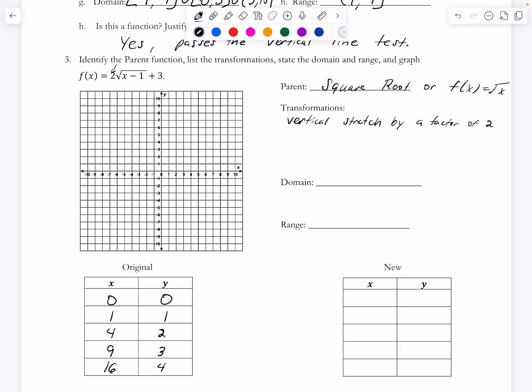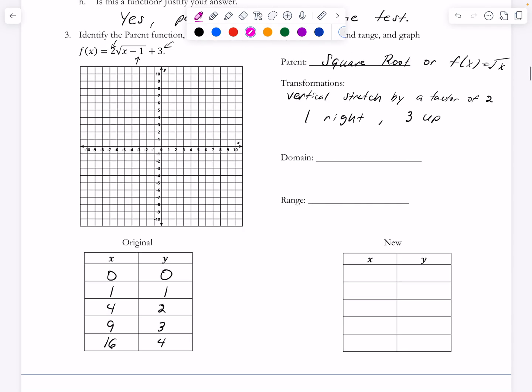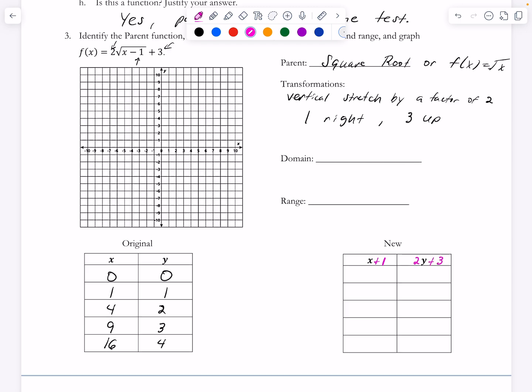I have this -1 inside, which is really going to be +1, so 1 to the right. And then I have this +3 outside, which is 3 up. So how I'm going to change my values is I'm going to do +1 for 1 to the right on my x values. And my y values are going to be that factor of 2 stretch, so times 2, and then add 3 for 3 up.